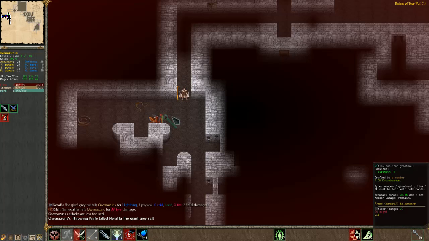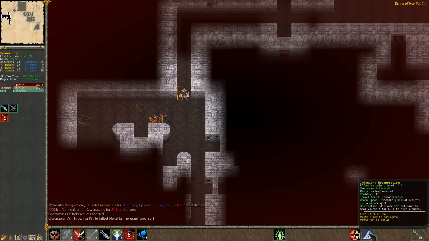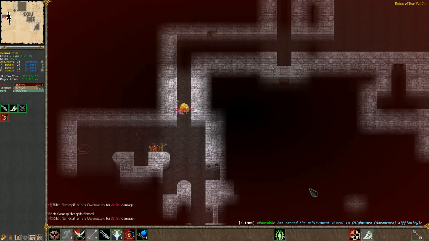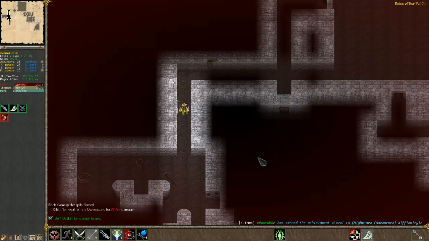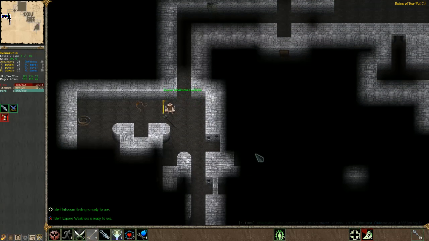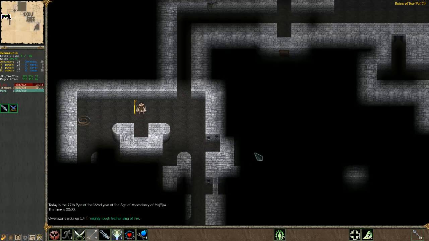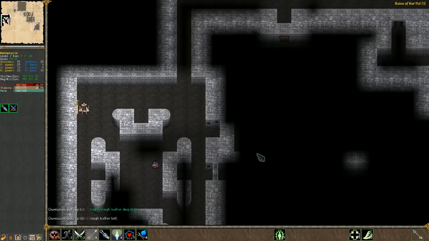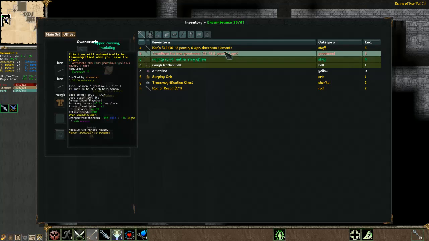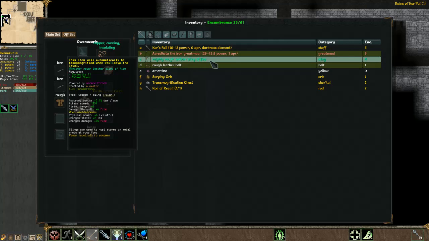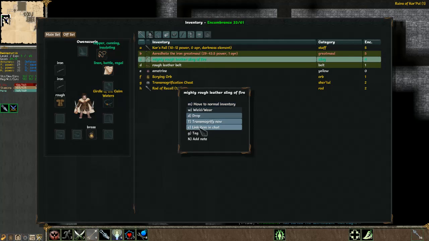Okay, we killed the nice gray rat there. Start regenerating some health. And that giant maul is not going to help me, but I might be able to sell it for a little bit of money. I haven't played this game in a while. I forgot how much fun it is. I mean, I didn't forget how much fun it is. I remember it's a great game.